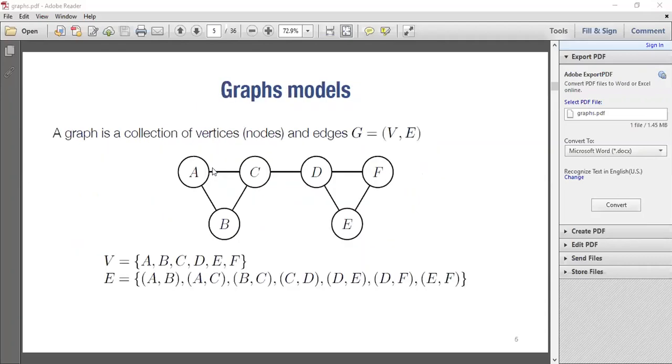What you can see on your screen now is a simple graph made up of vertices or nodes, and edges. I prefer to use nodes because it's easy for me to visualize in my head. So you have 6 different nodes here, which are A, B, C, D, E, and F. Then the edges: we have one edge between A and C.